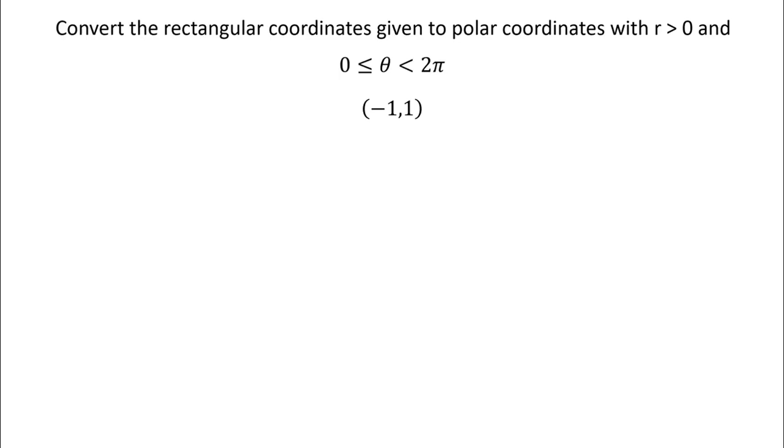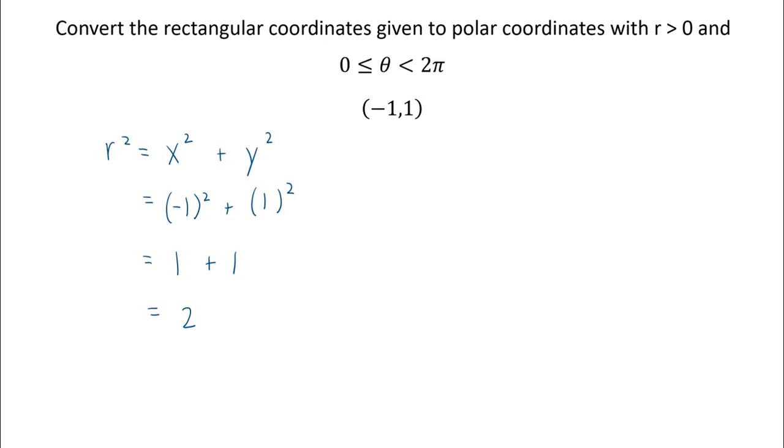So in this example, we're going to convert the point -1, 1 into polar coordinates with an r greater than 0 and a theta between 0 and 2 pi. Since we're given an x and a y, we can use that to find the r. We know that r squared has to be equal to x squared plus y squared. X squared would be (-1) squared plus y squared would be 1 squared. And that's equal to 1 plus 1, which is equal to 2. So r squared is equal to 2.